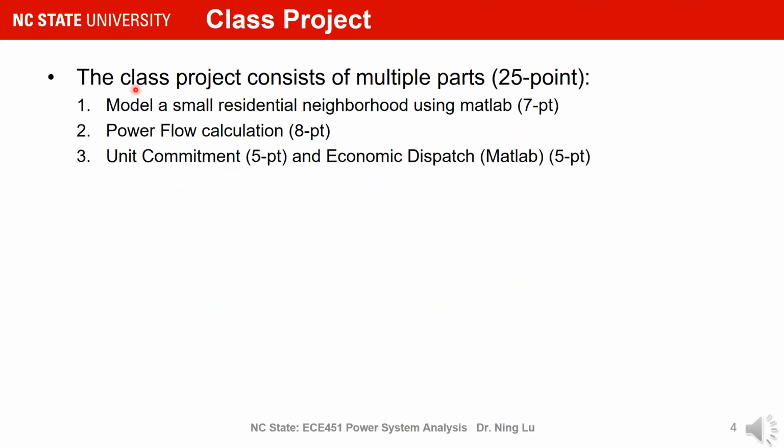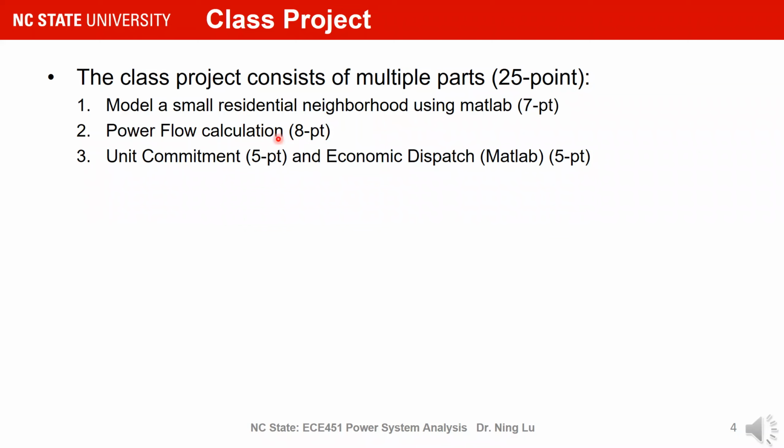Here's an example of a previous class project assignment. This is just to give you a flavor of what the class project will look like. The first part is to model a small residential neighborhood. I gave you the end-use load consumption for each household in this neighborhood. For example, I gave you 10 load profiles, each representing the minute by minute energy consumption for these households. Then I'll let you add them up, and then select a PV that can supply this neighborhood.